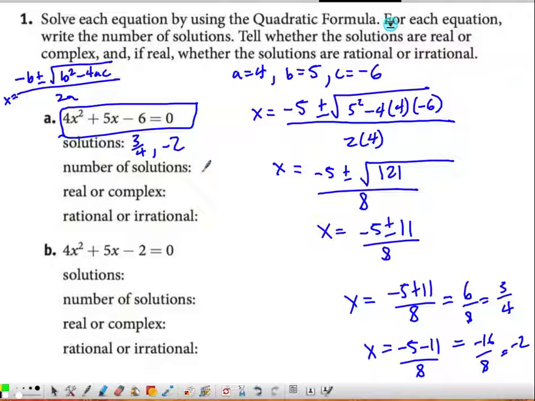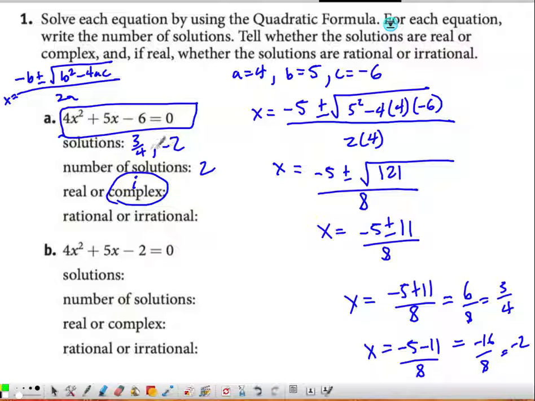There we go. How many solutions were we able to get? 2 solutions. Real or complex? How do I know if I have a complex solution? You know you have a complex solution if you have i.